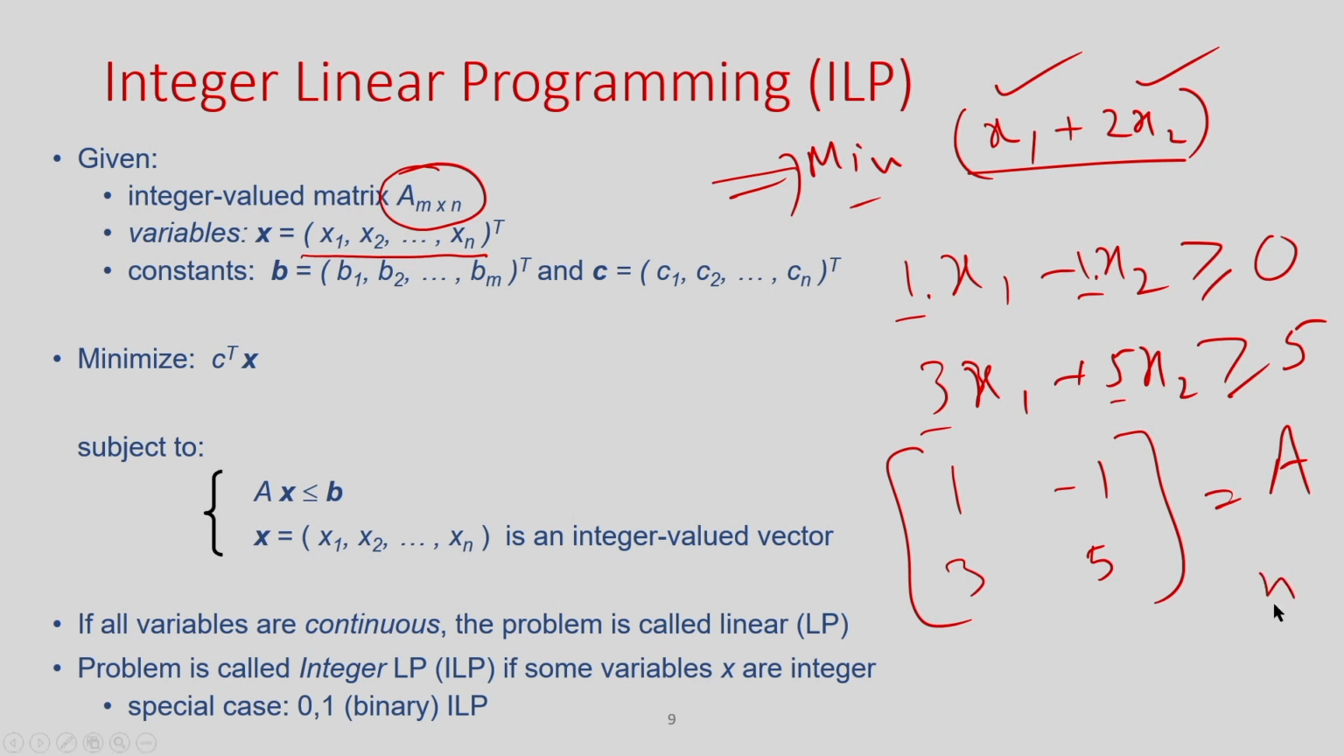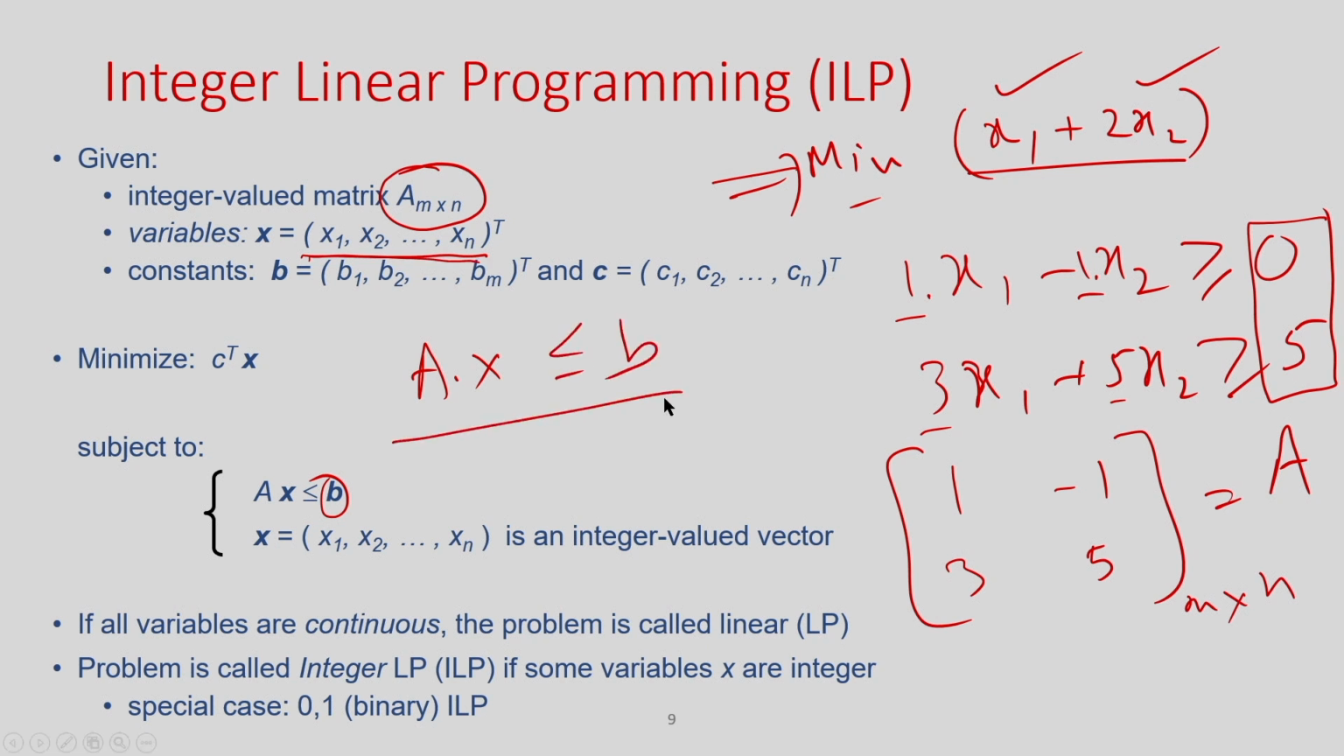So, this is n, and if there are m constraints, it is an m into n matrix. And we also have this constant, the right hand side, which is basically my b. So it is represented as A into x, where x is the list of variables, should be less than or equal to b.